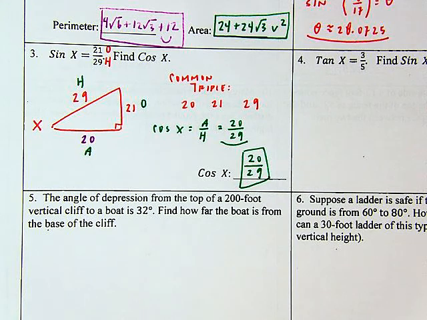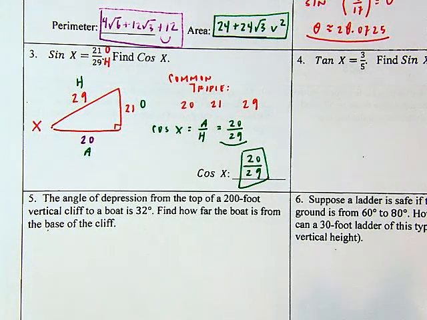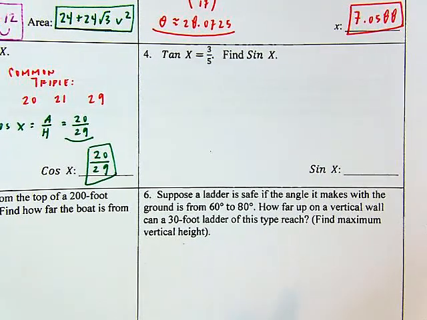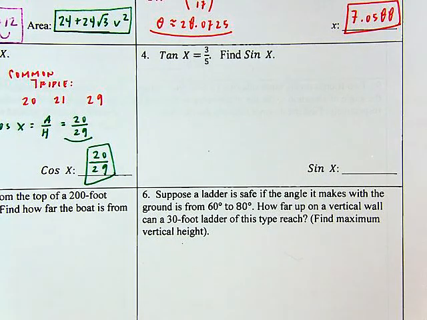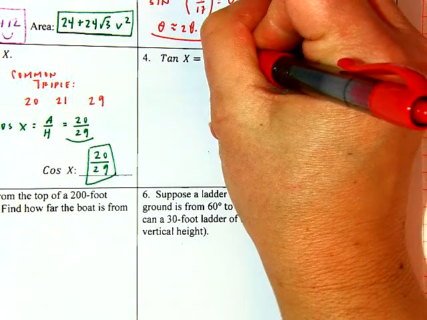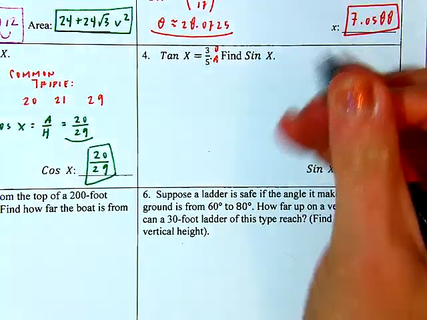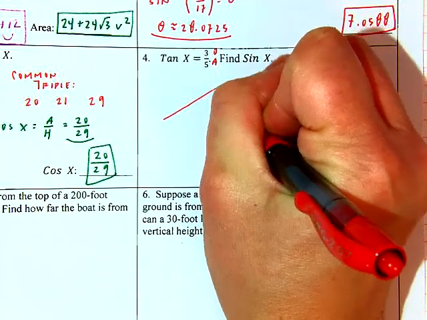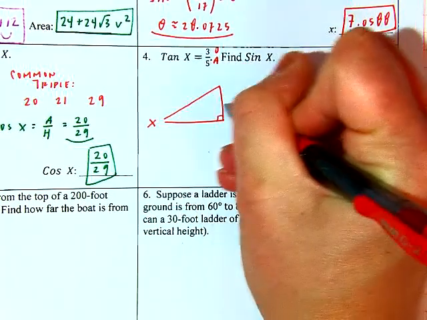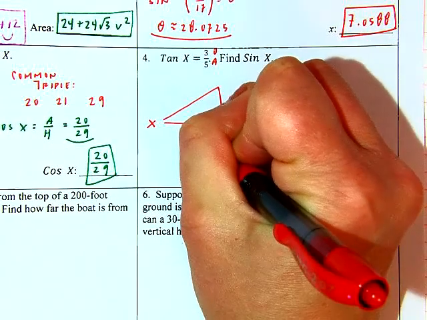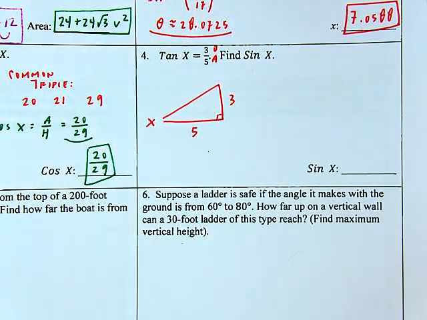All right, let's look at 4. 4 is going to be very similar. Here I'm giving you tangent x. So tangent we know is opposite over adjacent. So let's make ourselves a picture here. Here is where x is, so the opposite is 3 and the adjacent is 5. Okay, this is not a common triple anymore. I need to solve for that missing side, and it's my hypotenuse.